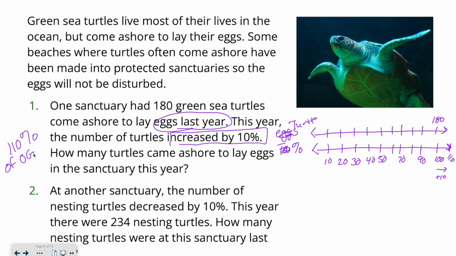To get from 0, forgot to put my 0 in there. To get from 0 to 180, I have 1, 2, 3, 4, 5, 6, 7, 8, 9, 10 spots to count it. So each of those, 180 divided by 10, tells me that it is 18. So I'm going to count by 18, or I can think about if I'm adding 10%, I need to add 18 turtles. So 180 plus 18 gives us 198 turtles.